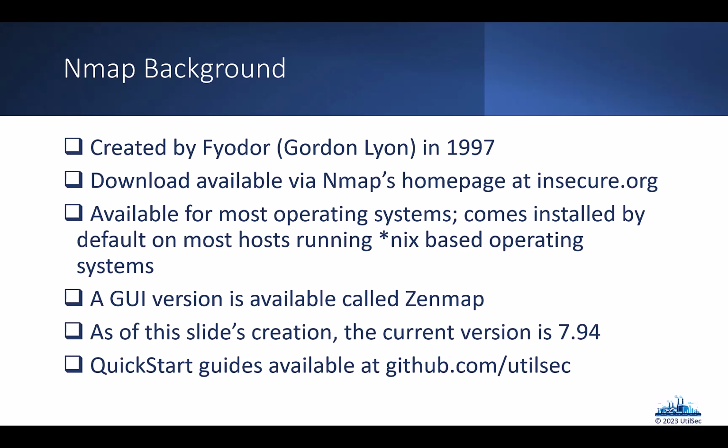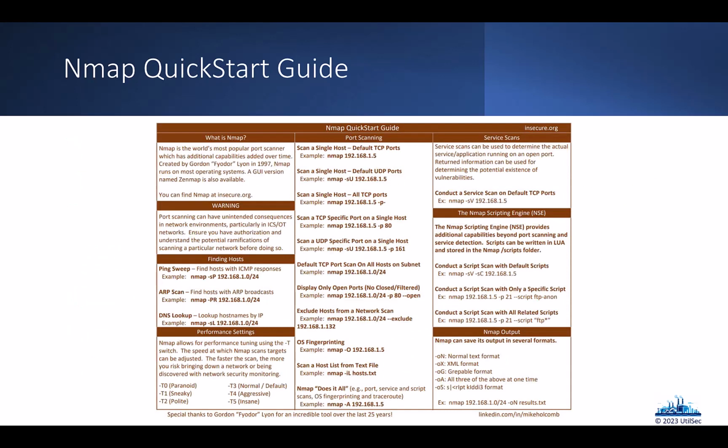I do have a couple of quick start guides available in my GitHub repository, which you can find there at the link. We actually have one that I created just for Nmap in IT in general, and then one that I created more specifically for ICS OT environments that hits the highlights of what we're talking about here. And here's an example of the one that I created for IT.